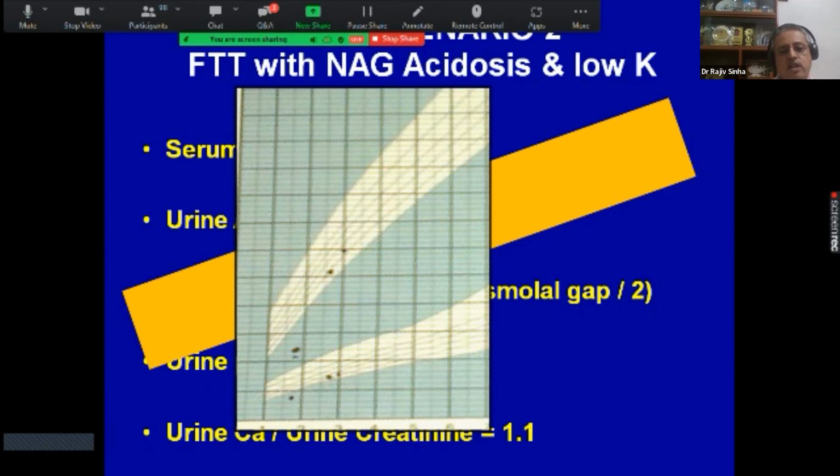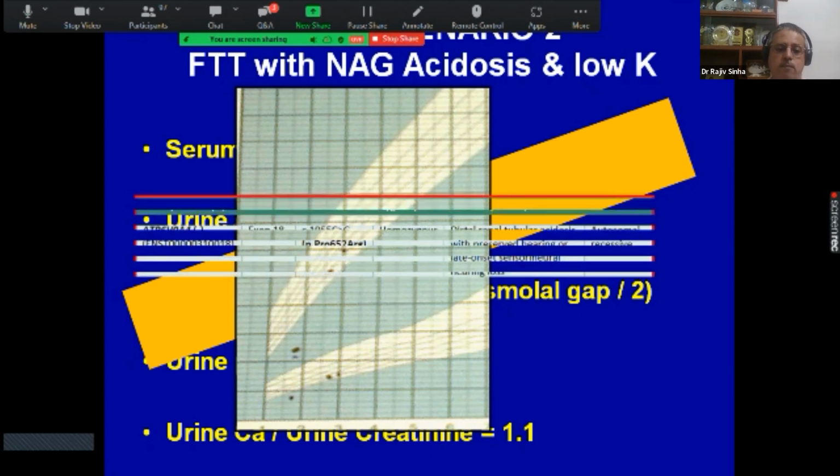Well, the child was started on bicarbonate as well as phosphate, particularly the phosphate, and there was a remarkable growth. Distal RTA is a very good disease to treat most of the time, because you can have a remarkable growth just with the use of bicarbonate supplement, and we usually give it in the form of phosphate because it will supply both bicarbonate as well as potassium.